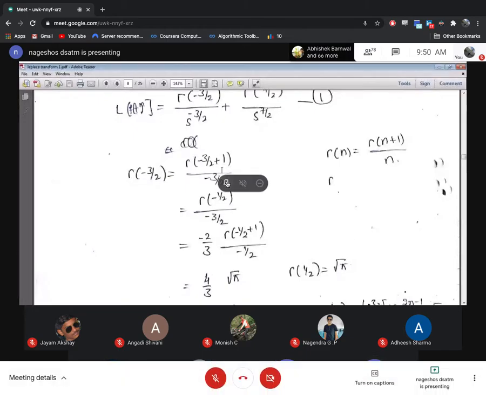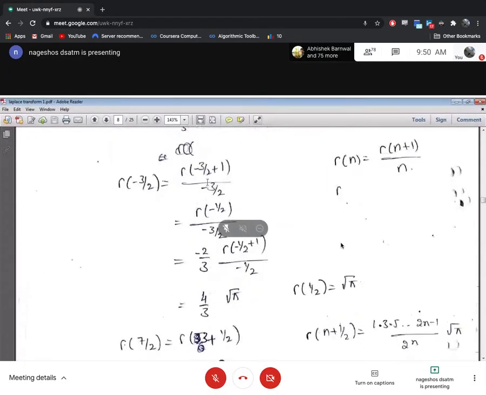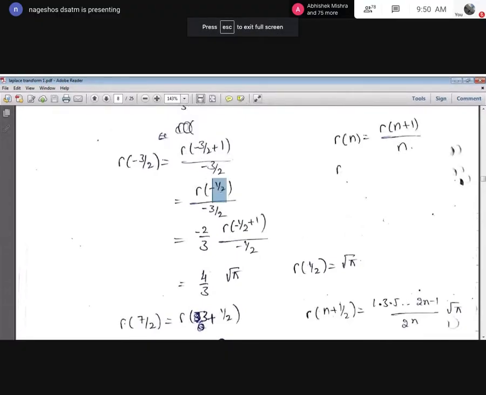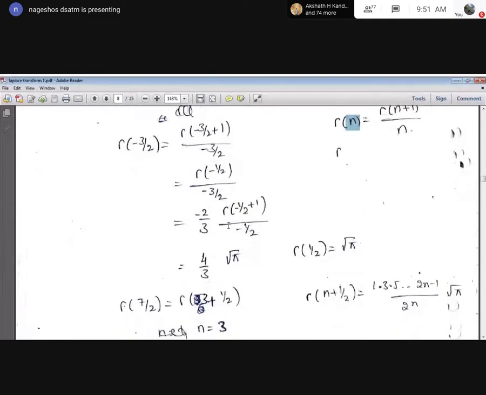Using this formula, gamma of minus 1 by 2 will become minus of gamma of (minus 3 by 2 plus 1) divided by minus 3 by 2. Next, the reciprocal of this is minus 2 by 3. Again, use this formula, gamma of minus 1 by 2 plus 1 divided by n. In place of n, take minus 1 by 2.